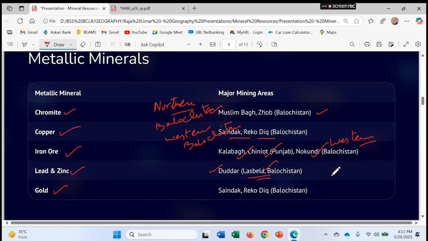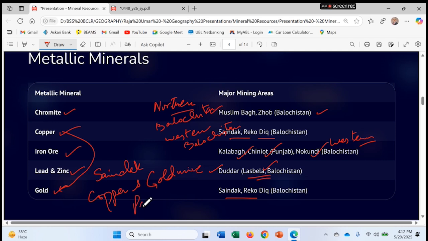Gold, and one more thing, Lasbela Plains is really very much closer to the Sindh province, and it is closer to the Hab Delta and very close to the boundary between the Balochistan and Sindh province. Then gold: Sendak, Rakadik, again there is a single project, that is what we call the Sendak copper and gold mine project. And it is in the western parts of Balochistan towards the Iranian border.